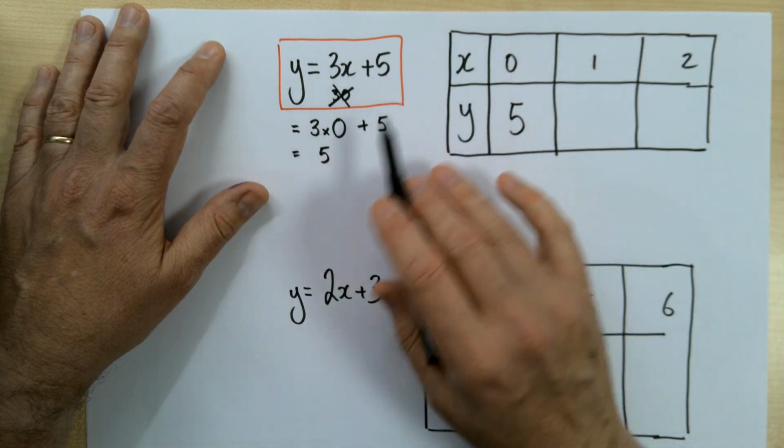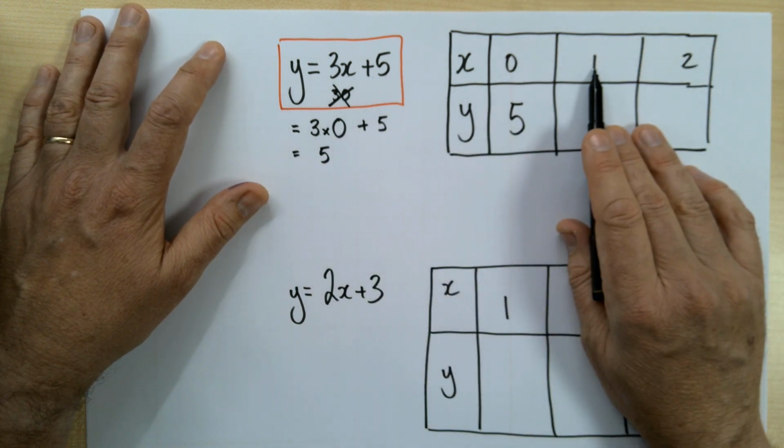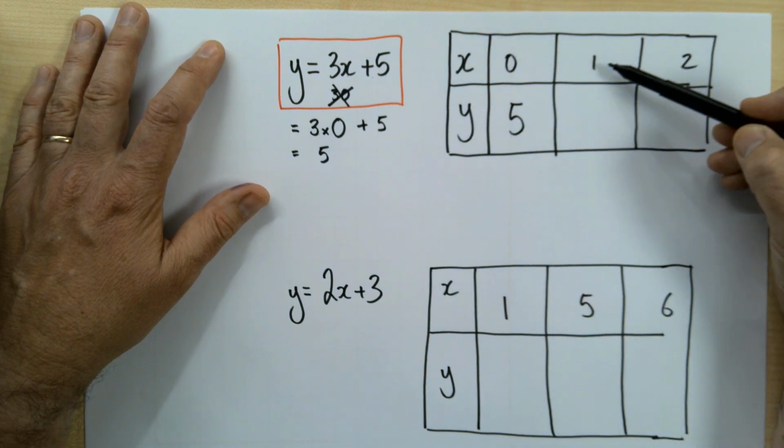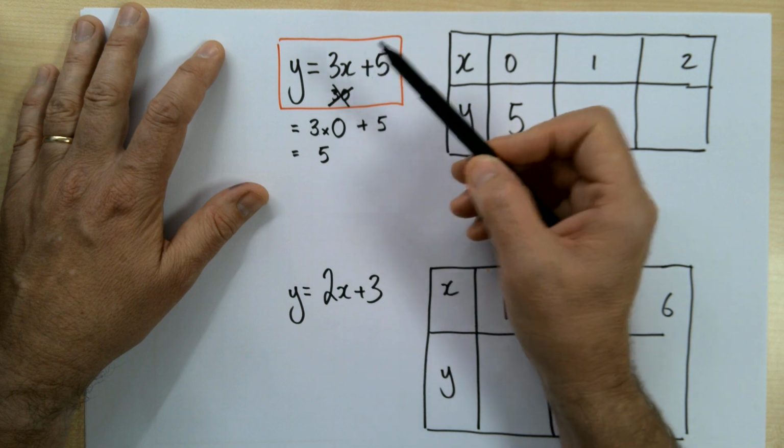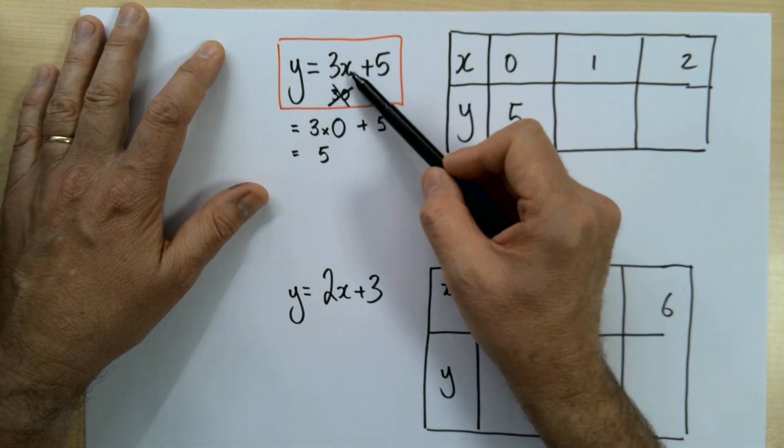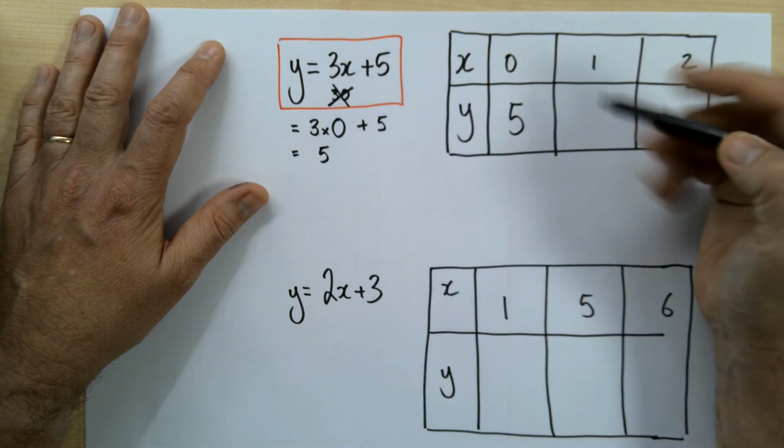If I did the same thing again, I'll just talk it through, I won't actually write it, but I've got x equals 1. This is a whole new calculation now. I'm done with that one. Whole new calculation, x is 1. So that's not 31, that's 3 times 1. 3 times 1 is 3, and 3 plus 5 is 8.